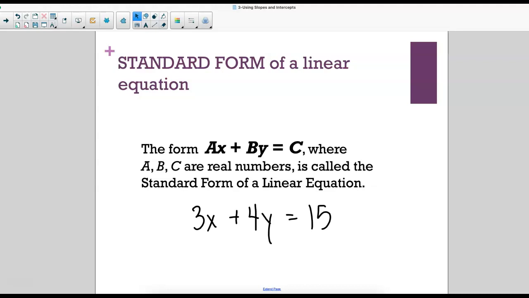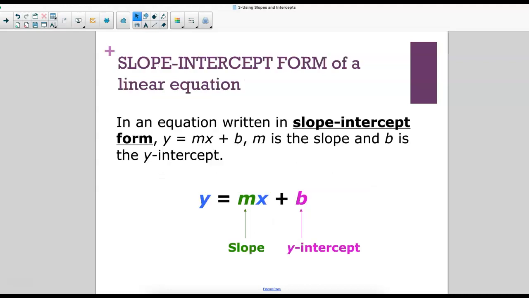We are going to want to be able to put that into what we call slope-intercept form of an equation. Slope-intercept form looks like this: y equals mx plus b, m being the slope and b being the y-intercept. If we can get an equation in slope-intercept form, it's going to be really easy to graph. So flip the page in your notes.